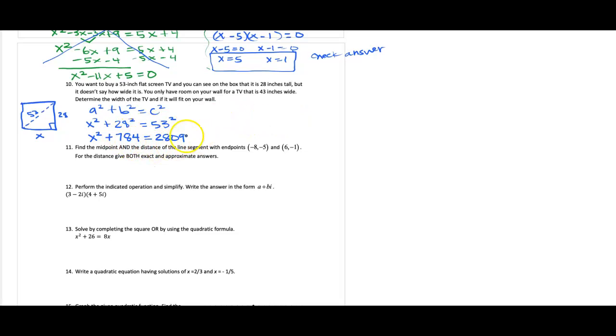So next step is I'm going to subtract that over. So I'll write it up here like this. So x squared equals the 2809 minus our 784. So I got to get that over onto the other side. What do I get when I subtract those two numbers?